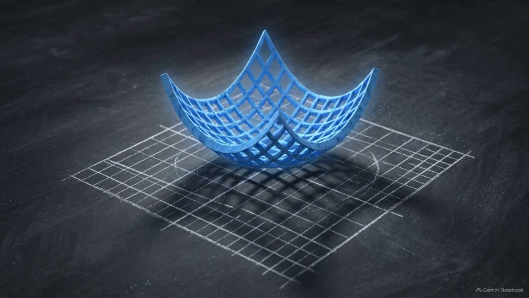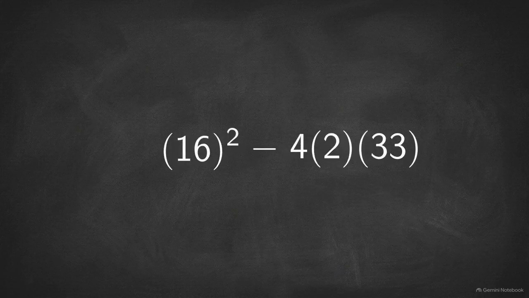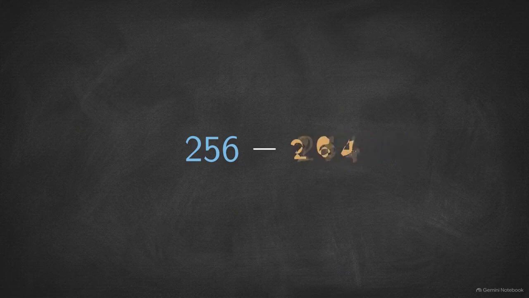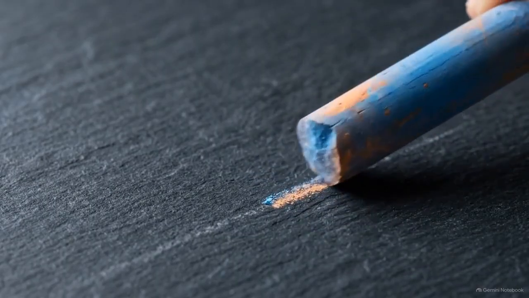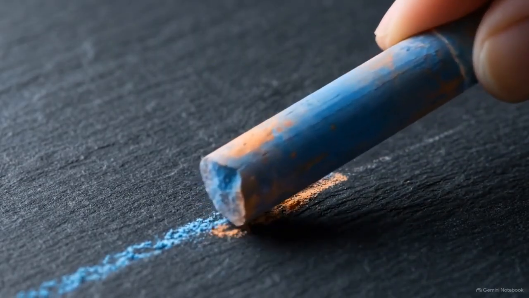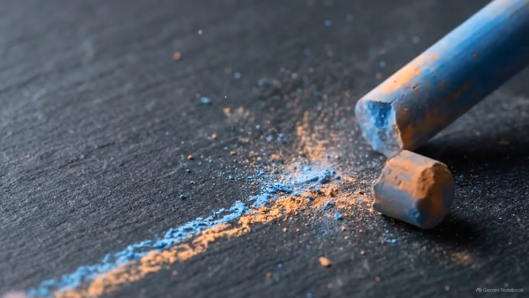There is one final scenario to test, using the equation 2x squared plus 16x plus 33 equals 0. Running these coefficients through the discriminant yields 16 squared, which is 256, minus 4 times 2 times 33, which is 264. The result is negative 8. We hit a mathematical roadblock. Taking the square root of a negative number forces the equation out of real numbers and into the complex domain.